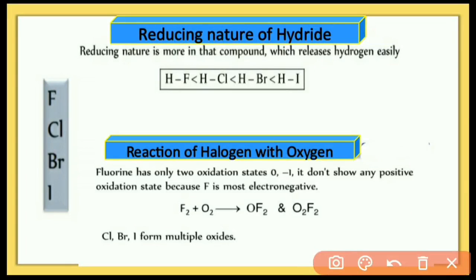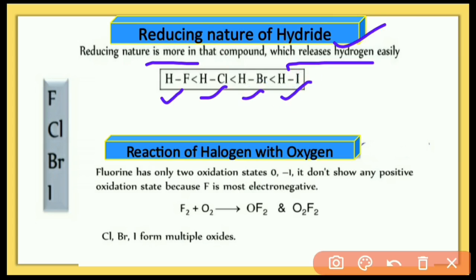Reducing nature of hydrides. Reducing nature is more in the compound which releases hydrogen easily. So we know that hydrogen iodide has less bond strength due to higher atomic size. So the order of reducing nature in hydrides is: HF has less reducing nature than HCl, then HBr, and then the highest reducing nature is in hydrogen iodide.